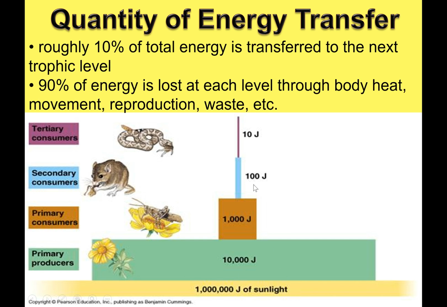If you look at this energy pyramid here, you have a million J of sunlight. J stands for joules. You may know from chemistry or physics that joules are a unit of energy. And then if you move to the next level, the producers, they get 10,000 of that million. And then the next level has 1,000 of the 10,000, 100 of the 1,000, and 10 of the 100. So from trophic level to trophic level, you lose 90% of the energy, and only 10% is able to be transferred to the level above it.